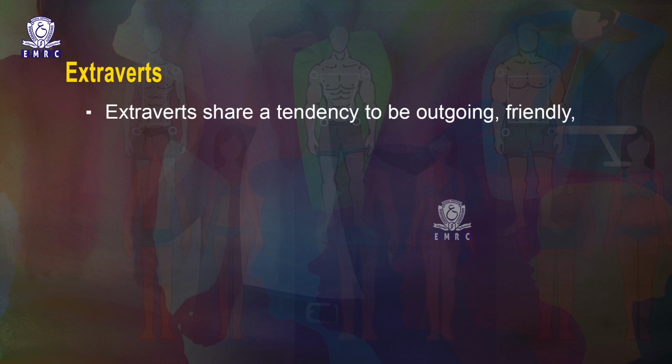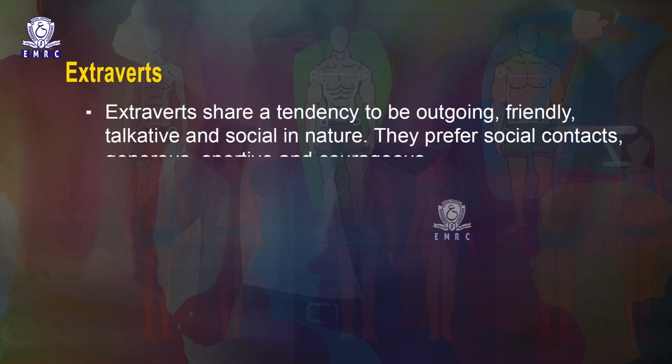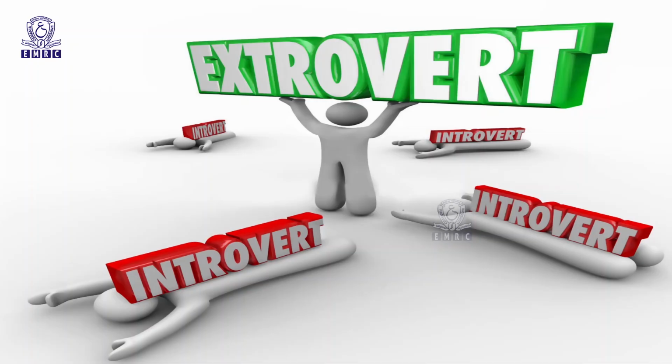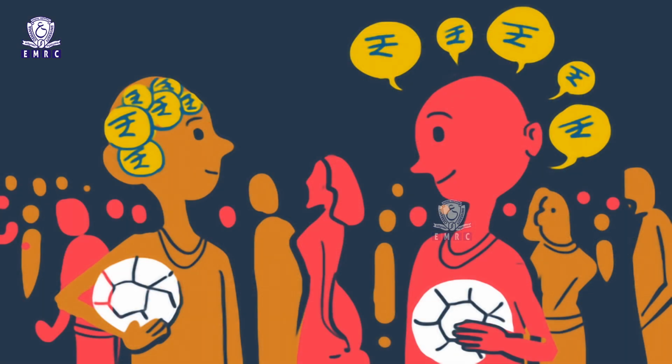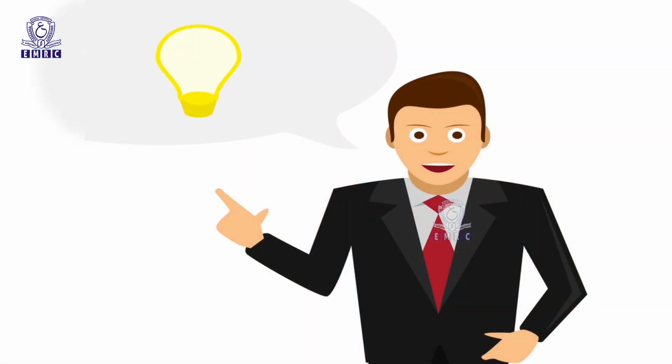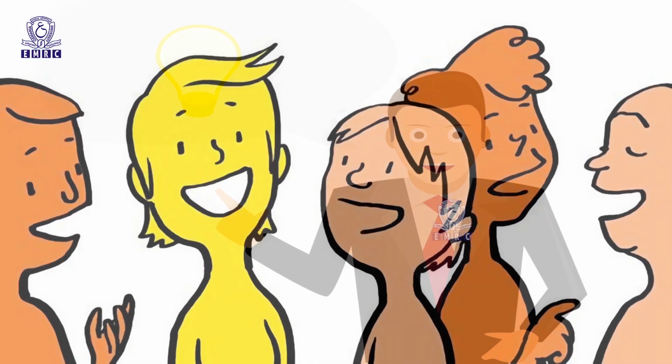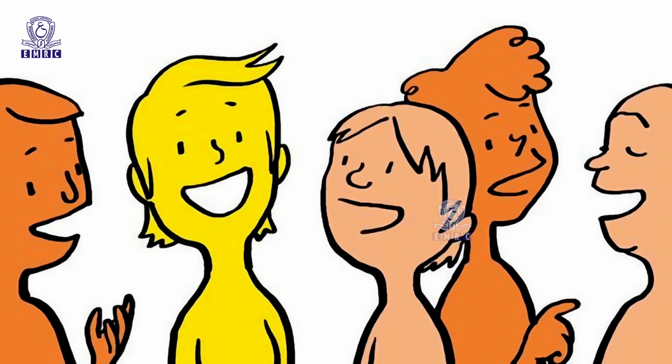Whereas extroverts share a tendency to be outgoing, friendly, talkative and social in nature. They prefer social contacts, they are generous, sportive and courageous. They are happy-go-lucky people and show more interest in present reality than the future. They express their feelings openly. They take decisions quickly and act upon them quickly. They are not affected easily by difficulties.